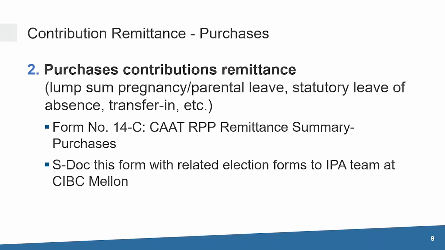The second part of the remittance process relates to contributions for pension purchases. The appropriate form to use for RPP pension purchase remittance is Form 14C. On our website, you will also see form number 20C, which is CAT RCA remittance summary for purchase service. That is not applicable here. We ask that you SDoc this form along with related election form to the investment pension accounting team at CIBC Mellon. The link to the SDoc is on the form at the bottom.